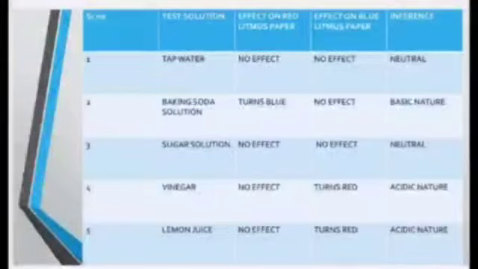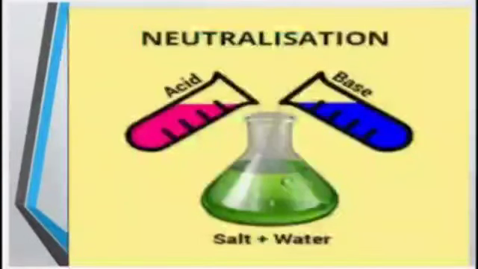So students, I hope you have completed your homework. So let's start the new topic of the lesson, neutralization. Students, we have learned that acids turn blue litmus red and bases turn red litmus blue. So let us see what happens when an acid is mixed with a base. Here we'll use three things: HCl, hydrochloric acid, sodium hydroxide, and an indicator you have not seen so far. It is called phenolphthalein.